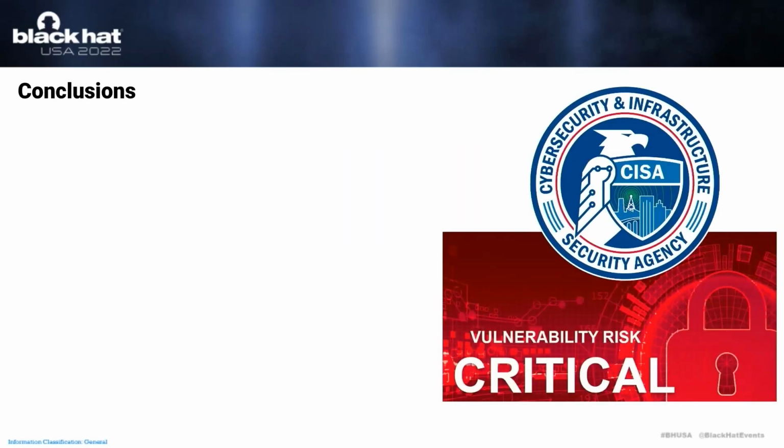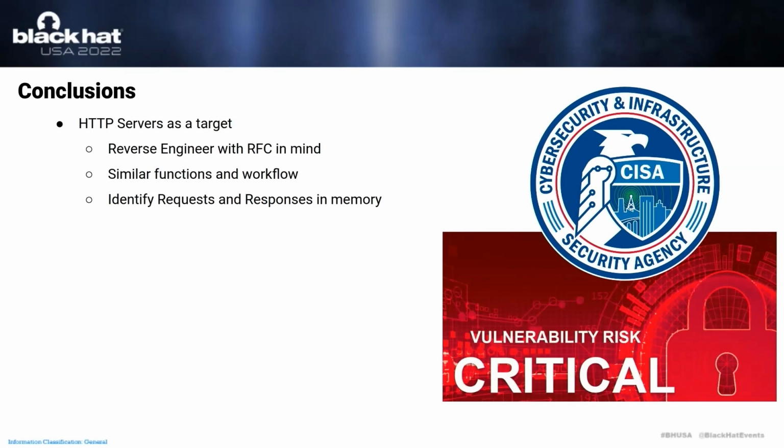So finally, some conclusions. It was interesting to see that HTTP servers are great targets for attackers because not only are they exposed, as we already know, but reverse engineering one of these components is quite easier than one might think because, remember, the HTTP server must be compliant with the RFC, so we know what the HTTP server is going to do. We can predict its functionality. And most HTTP servers have the same functionalities and workflow, even though the internals might be different. Also, it's really important to be able to recognize where the requests and responses are stored in memory so that we know what we are going to be able to modify and what not.